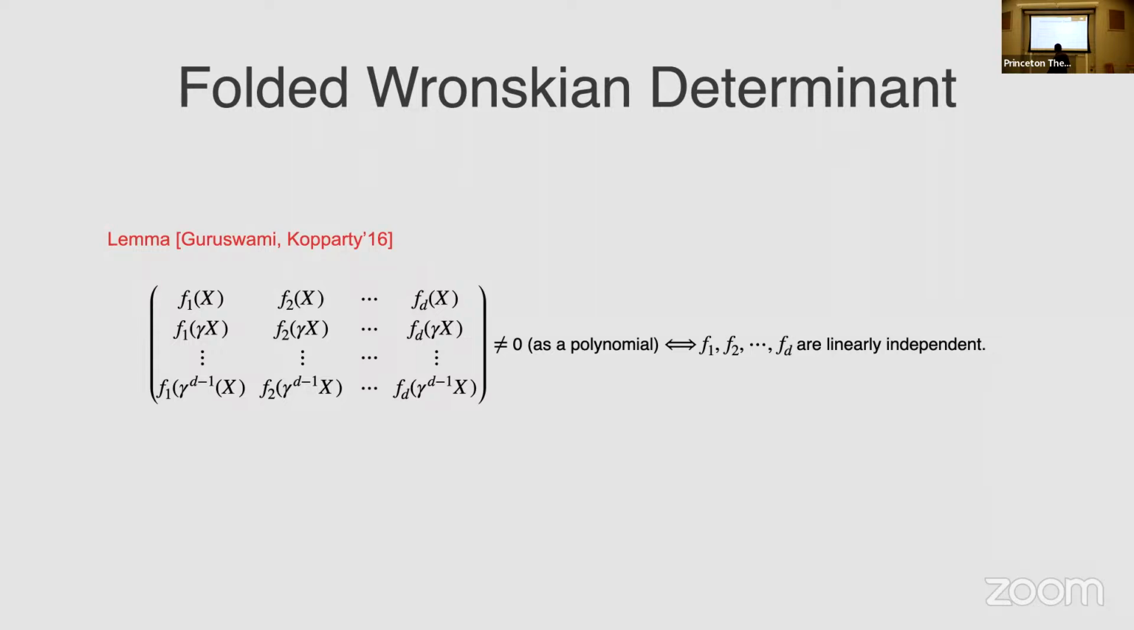Then this is non-zero as a polynomial if and only if these polynomials are all linearly independent. One side is easy to see. If these are linearly dependent, then this is clearly 0 as a determinant. But the other side is also true. And these are the kind of matrices that pop up when we talk about agreement with folded Reed-Solomon codes, etc.